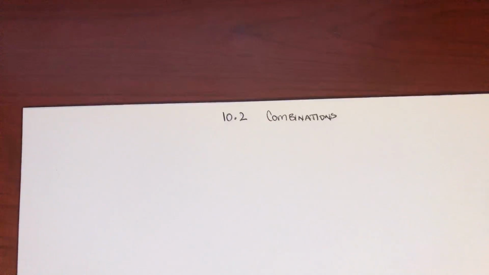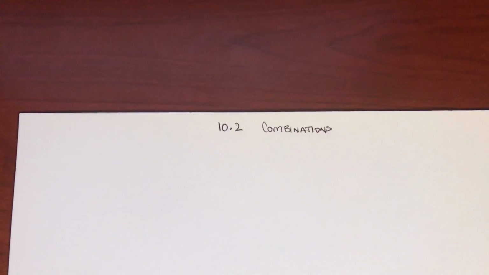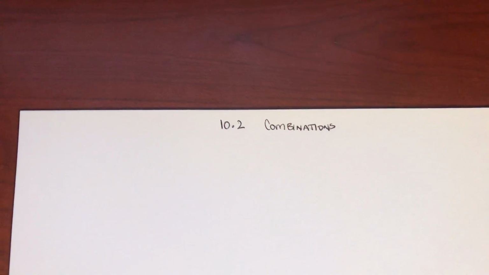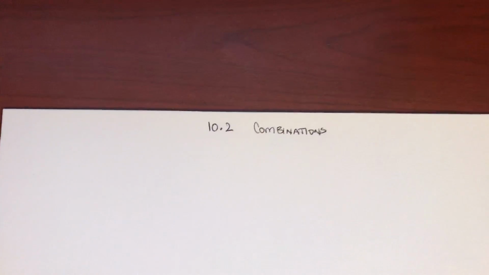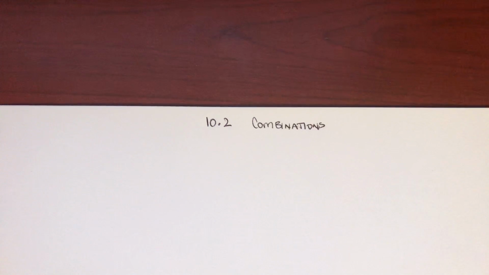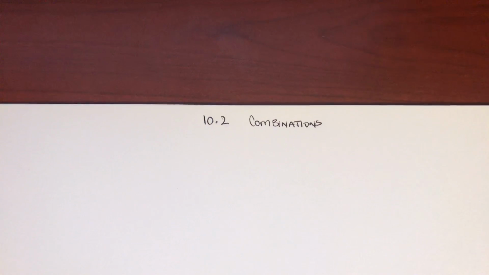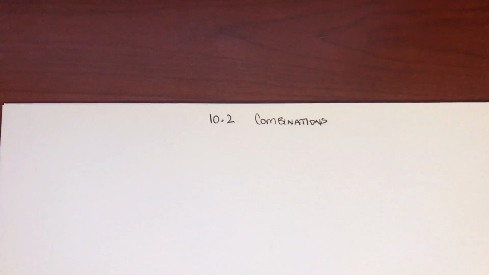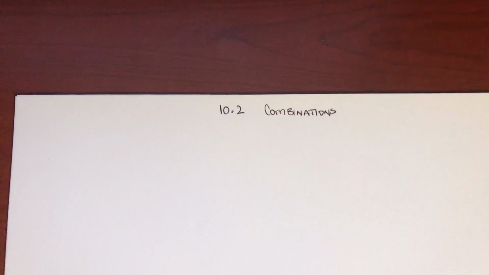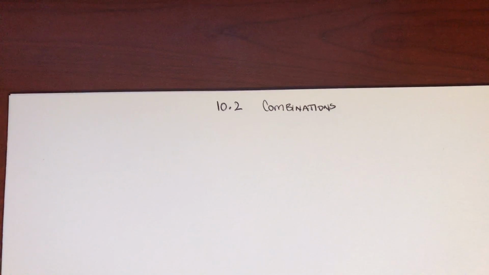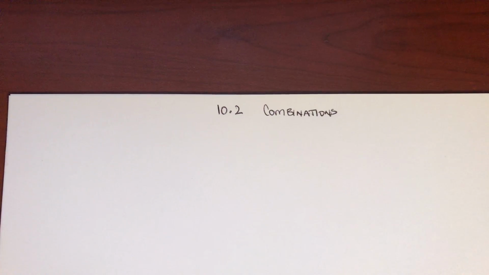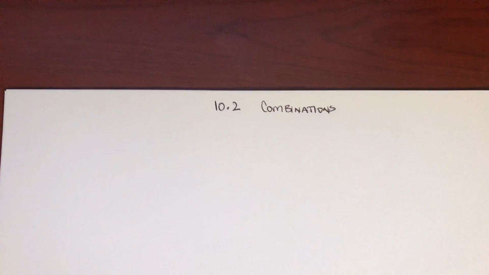Okay, in counting problems, order is sometimes important. When order is important, you do a permutation, which is what lesson 10.1 was on. Sometimes order is not important. When order is not important when you're doing a counting problem, then you do something called a combination. All right, so permutations, order is important. Combinations, order is not important.